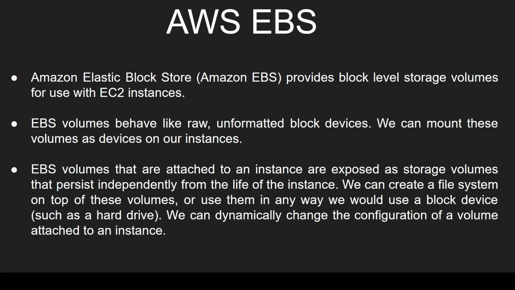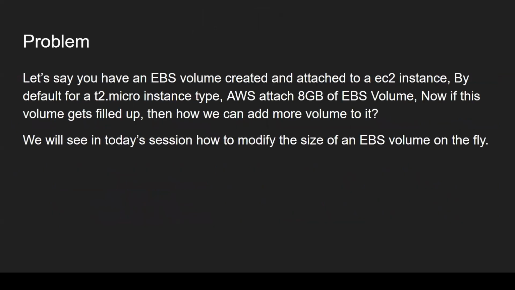So let's get started. Whenever you launch an EC2 instance, by default, behind the scenes, AWS launches an EBS volume and attaches it to your EC2 instance. Today, we will see, if we have launched an EC2 instance, let's say with the default t2.micro instance type, by default AWS provides it an 8 GB EBS volume if you are using a Linux image.